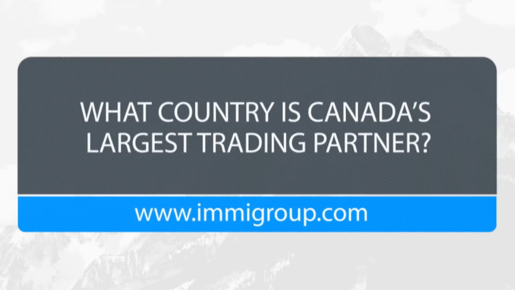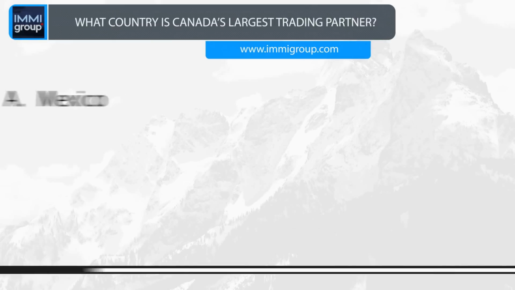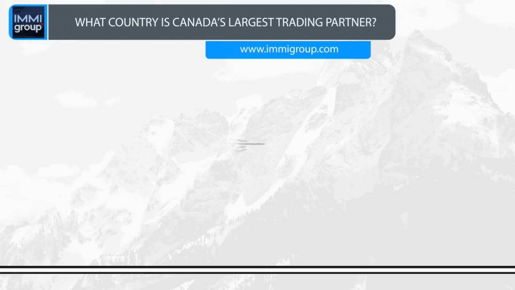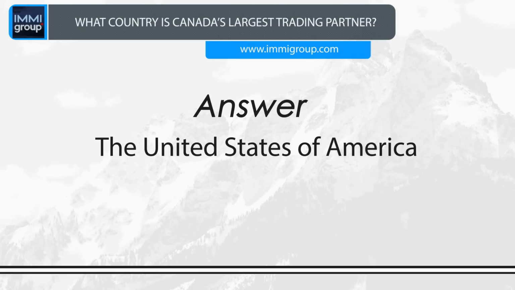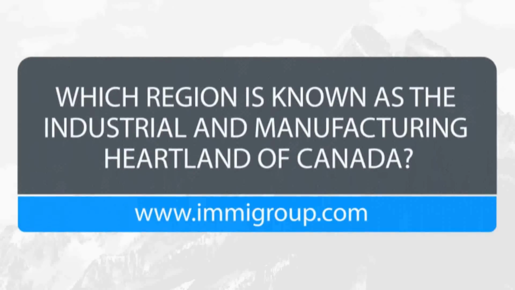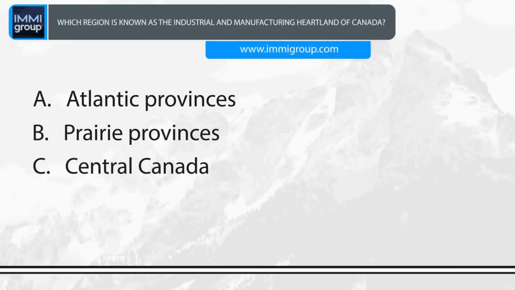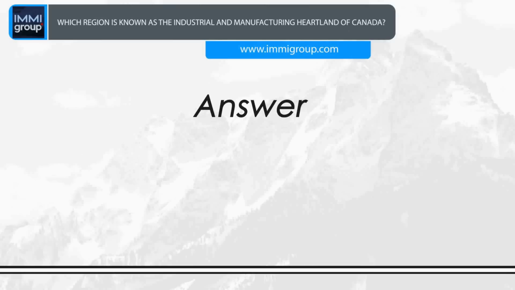What country is Canada's largest trading partner? A. Mexico. B. The United States of America. C. China. D. Japan. Answer: the United States of America. Which region is known as the industrial and manufacturing heartland of Canada? A. Atlantic provinces. B. Prairie provinces. C. Central Canada. D. West Coast. Answer: Central Canada.